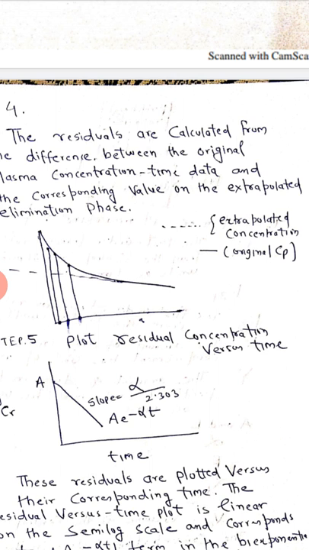When you subtract one value from another value, you get a third value. Similarly, when you subtract the extrapolated concentrations from the original plasma concentrations, you get different concentrations, and those are known as residual concentrations. So what are residual concentrations? When you subtract the extrapolated concentrations from the original plasma concentrations, the resultant concentrations are known as residual concentrations.